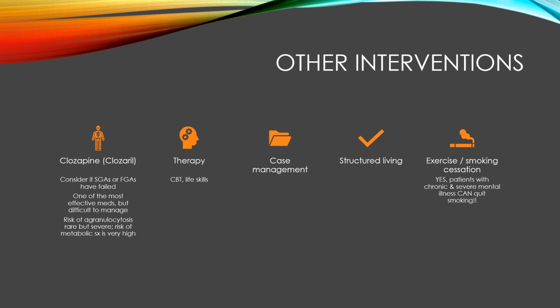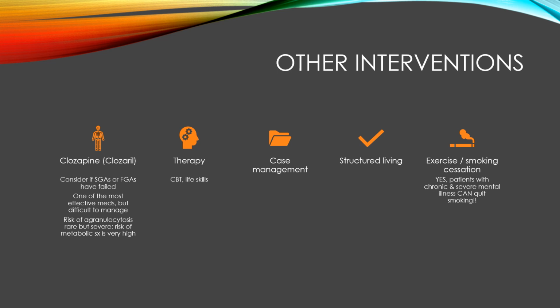And some other interventions, like we talked about, clozapine. Consider it if second generations or first generations have failed. It is difficult to manage just due to the level of blood work they have to get done, but it is extremely effective. There is a risk of agranulocytosis, rare but severe, and the risk of metabolic syndromes is very high.